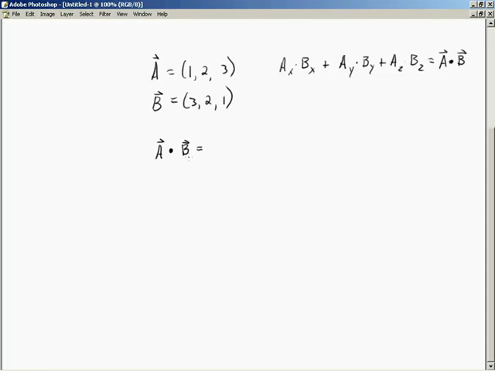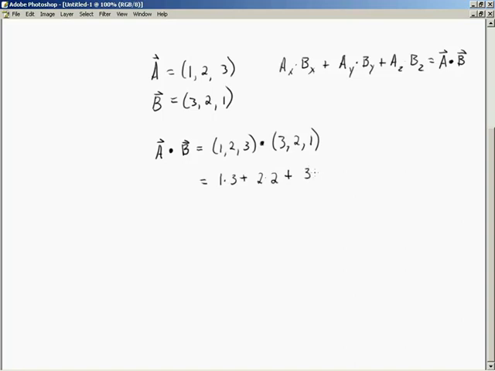So now let's take our numbers from vector A and vector B, plug them into that formula, and calculate. So we have our 1, 2, 3 dotted with our 3, 2, 1. Just so you remember, AX is the first, AY is the second, and AZ is the third component. So it equals AX times BX, 1 times 3, plus AY times BY, 2 times 2, plus AZ times BZ, 3 times 1.